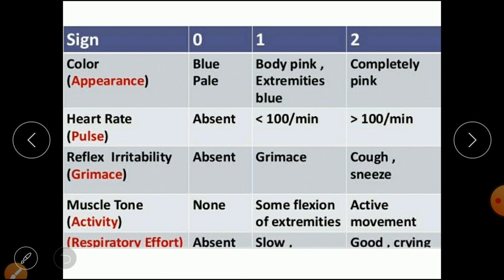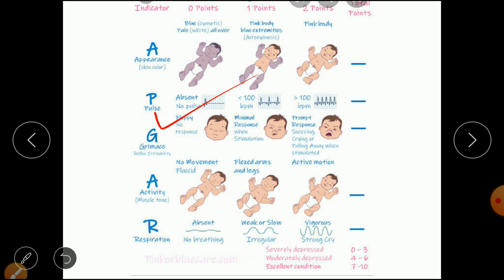The second sign is pulse, that is heart rate. If it is absent, 0 points. If it is less than 100 beats per minute, 1 point. And if it is more than 100 beats per minute, 2 points are given. See in the diagram, no pulse, 0 points. Less than 100 beats per minute, 1 point. More than 100 beats per minute, 2 points.